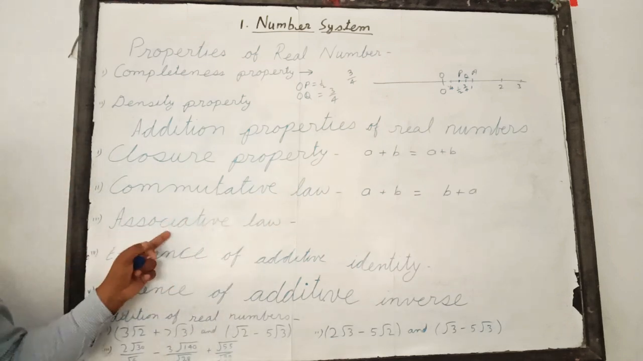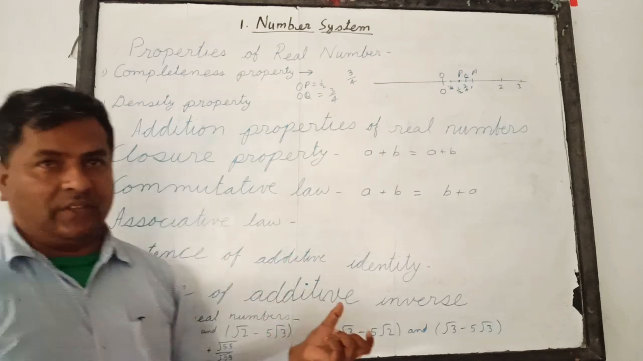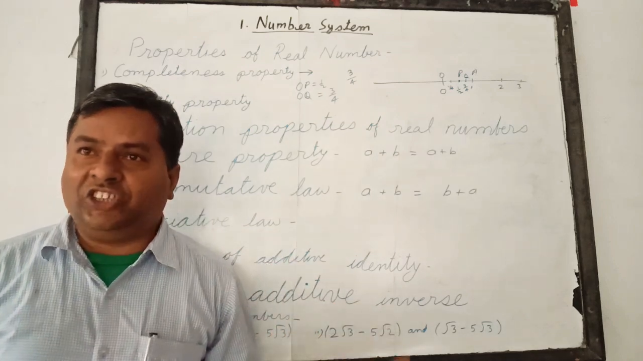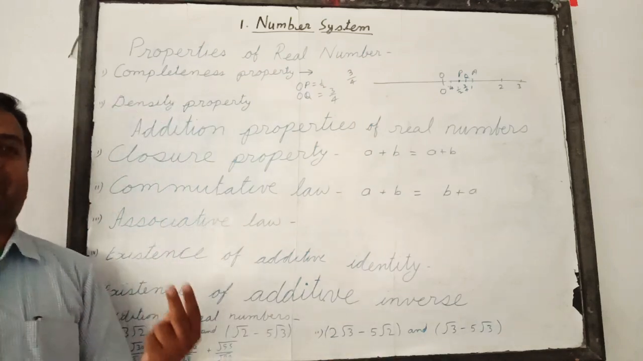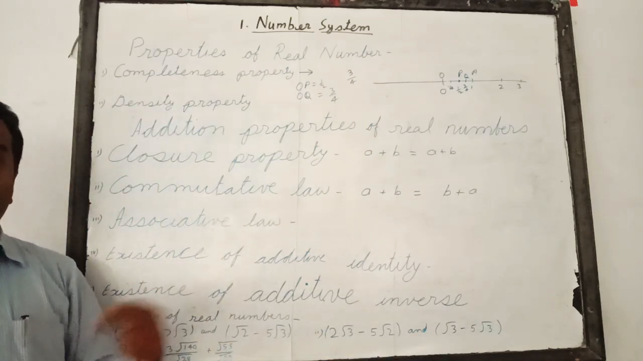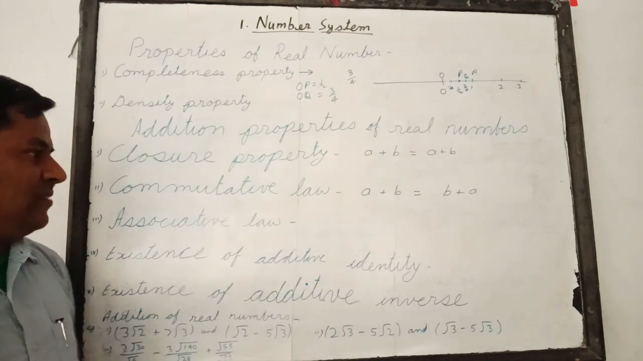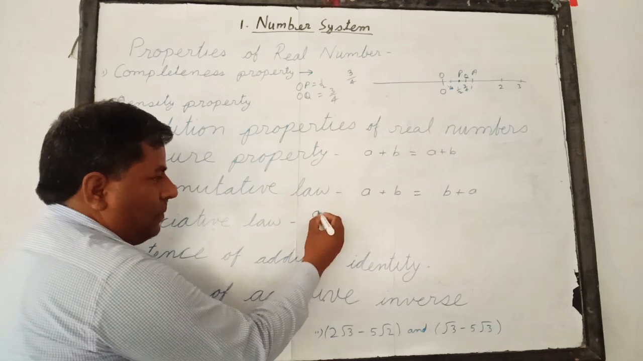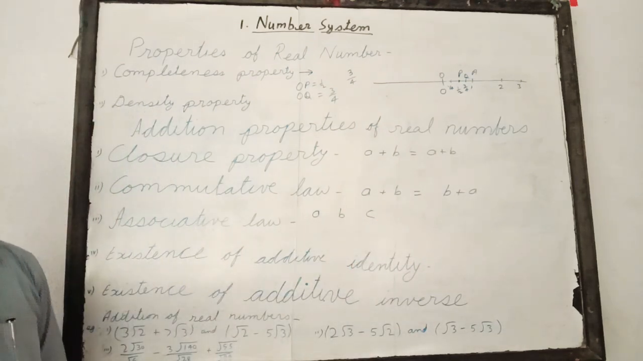Then next we have associative law. In this case, if we have more than two numbers, we all know that addition is a binary operation. That means at any time we can add only two numbers. So if we have more than two numbers, what can we do? Let's take an example. If we have a, b and c as three real numbers.